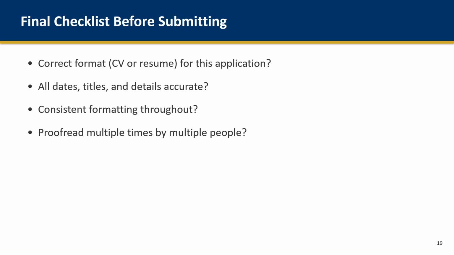Accuracy is essential. Is formatting consistent throughout? Same font throughout, same date format, same spacing, consistent heading styles. Print your document and review the visual consistency. Has the document been proofread multiple times by multiple people? You'll miss errors in your own work. Fresh eyes catch problems you can't see. At minimum, have one other person review carefully before submitting.